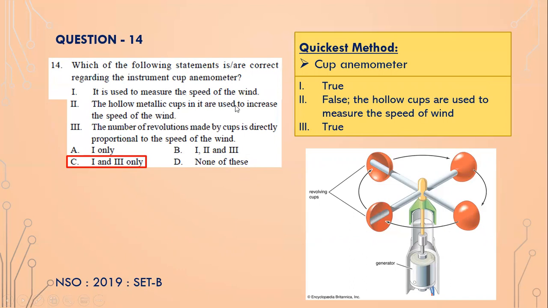The hollow metallic cups in it are used to increase the speed of the wind. No, they will not increase the speed of the wind. They just move because of the flow of the wind. And the number of revolutions made by the cups is directly proportional to the speed of the wind, which is correct, isn't it? Because if there are fewer revolutions, the wind speed is low. If the revolutions increase, then the speed has also increased.